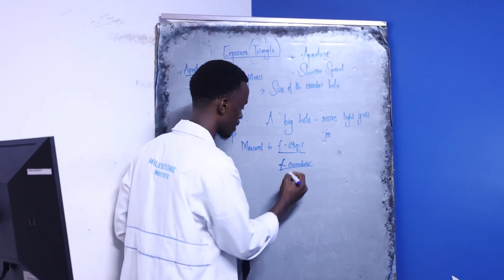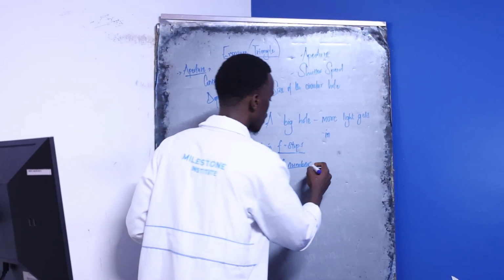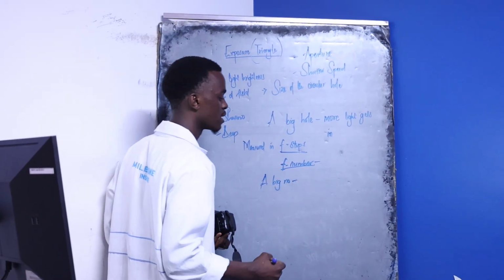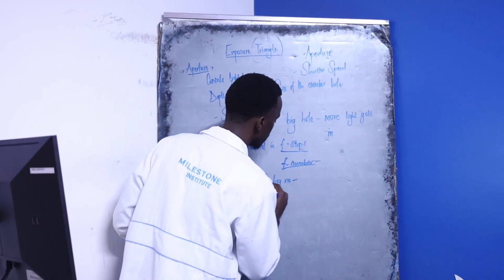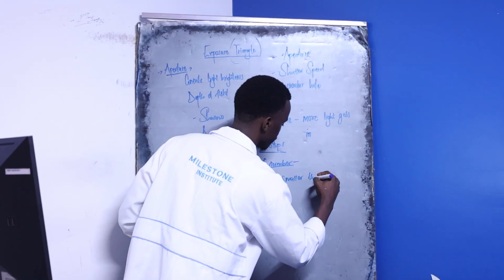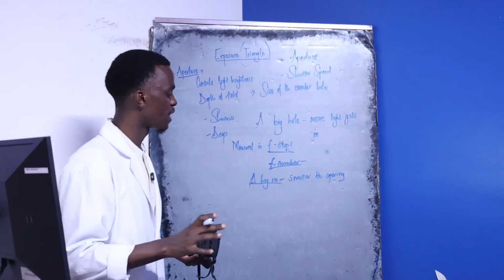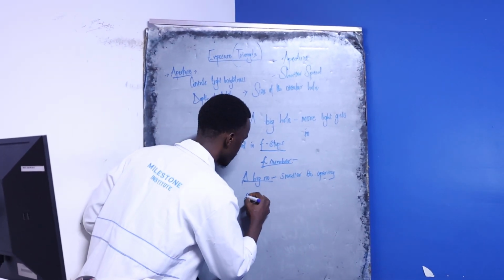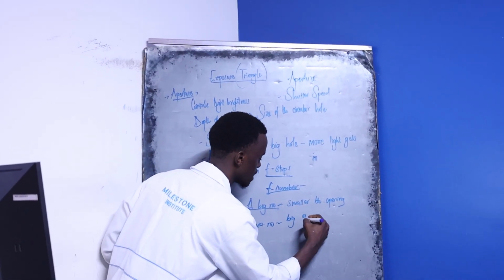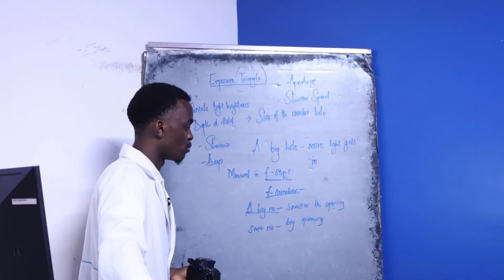And one thing about the F numbers is they go contrary to the opening. What do I mean? A bigger number means a smaller opening. So the bigger the number, the smaller the opening. The smaller the number, the bigger the opening. That is how it operates. That is one thing you have to master.